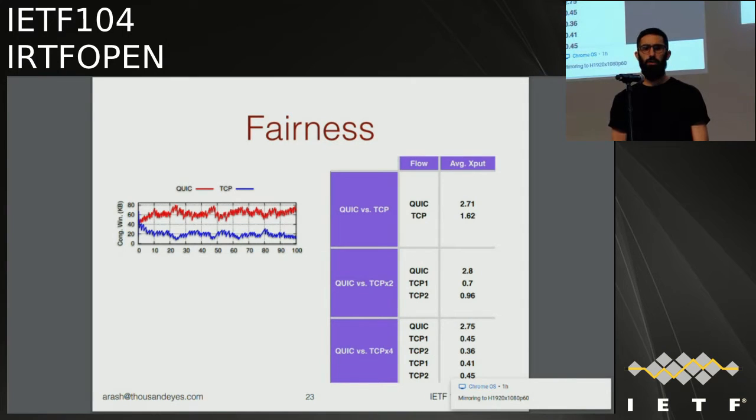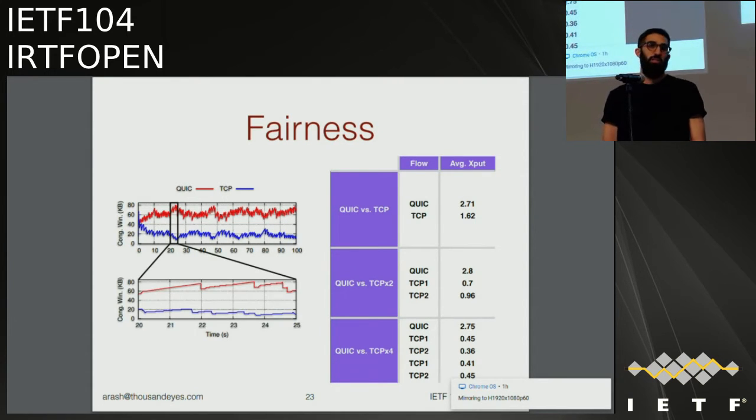So here I have the congestion window size for the two protocols. In this example, they're both using Cubic. And as you can see, they start from the same congestion window size, but Quick increases its congestion window and takes an unfair share of the bandwidth and causes TCP to basically slow down. And to zoom in, you can actually see that Quick is way more aggressively increasing its congestion window.